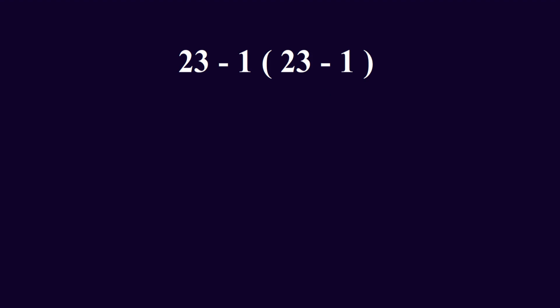So we have first this parentheses, 23 minus 1, 22. So we have 23 minus 1 times 22. Now we have one subtraction and one multiplication. We must do this multiplication first, then this subtraction.